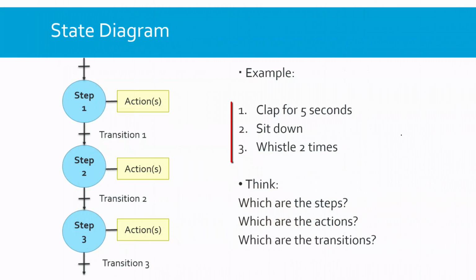We have 3 steps, which are the numbers. The actions are clap, sit down, and whistle. And the transitions are 5 seconds to go from step 1 to step 2. Wait until you sit down to go from step 2 to step 3, and count 2 whistles in order for step 3 to end.